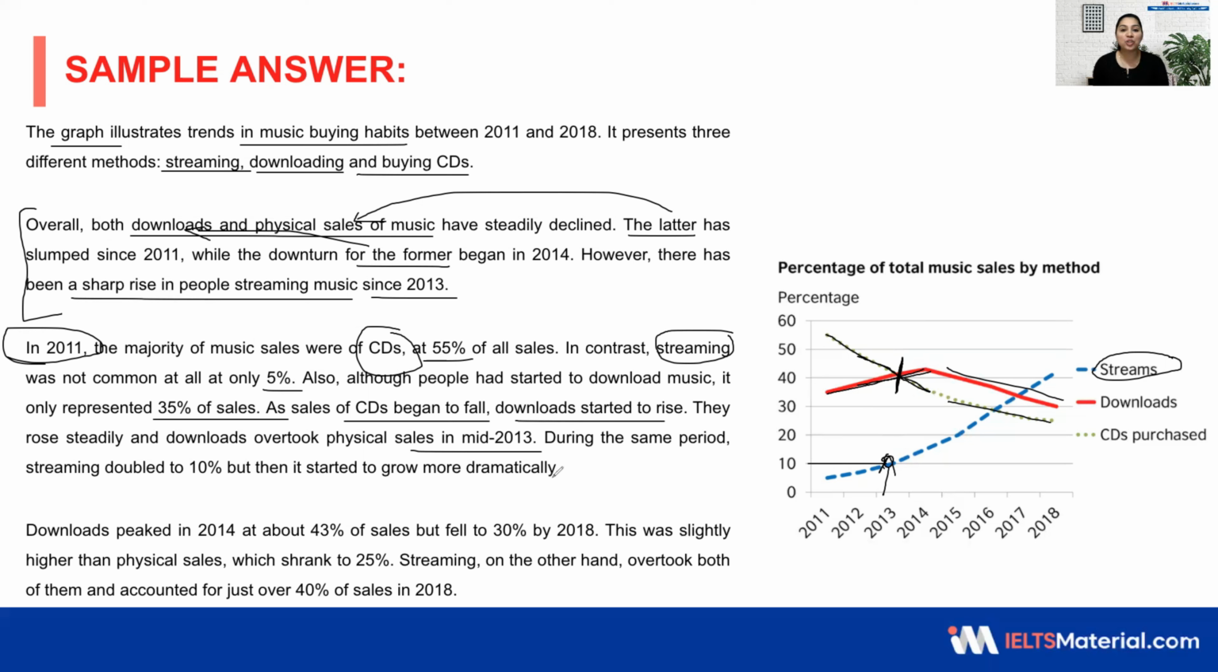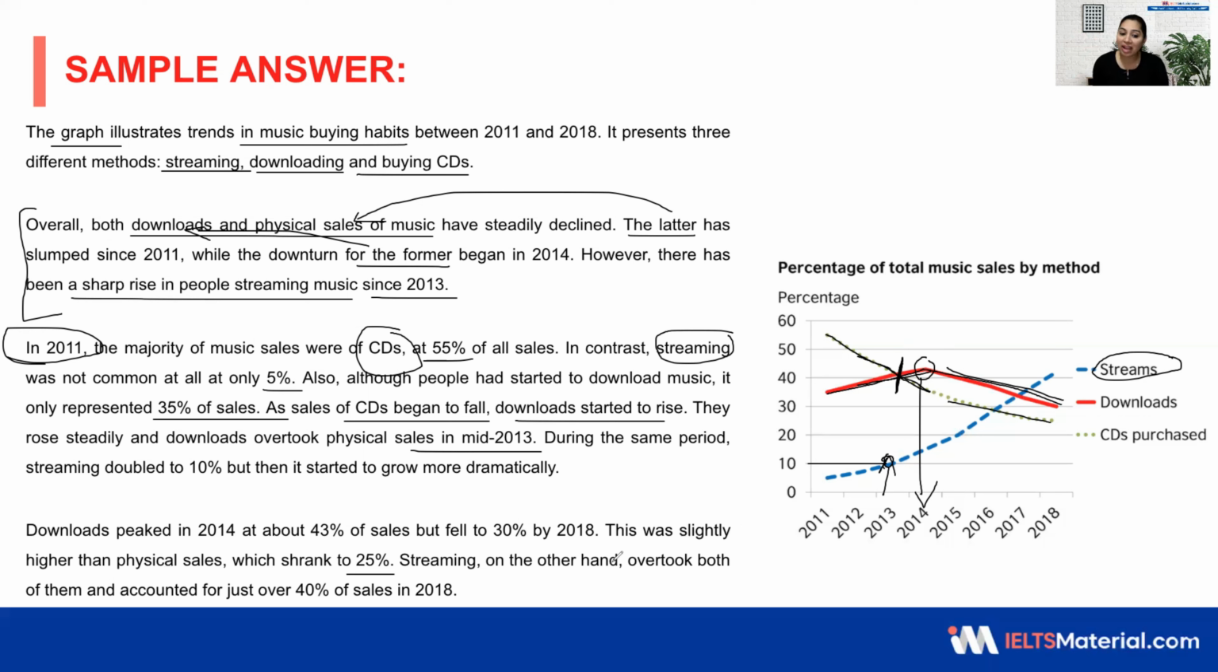But then it started to grow more dramatically. Downloads peaked in 2014. As I said, this is the peak, and that is in 2014 at about 43% of sales, but fell to 30% by 2018. After showing the peak of 2014, the sentence clearly explains the decline, and the decline till 2018. Next, this was slightly higher than physical sales, which shrank to 25%.